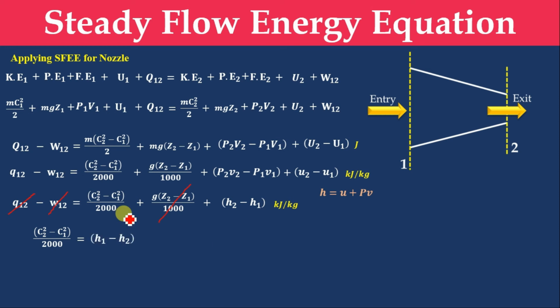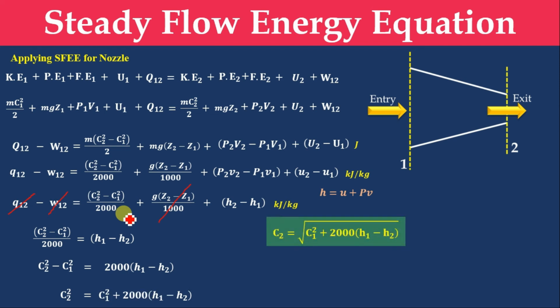Now we need c2, the exit velocity of the nozzle. So c2 squared minus c1 squared is equal to 2000 times (h1 minus h2). So c2 squared is equal to c1 squared plus 2000 times (h1 minus h2). This is the final equation when an inlet velocity is given. Usually the inlet velocity is very small compared to the exit velocity, so we will neglect the inlet velocity.